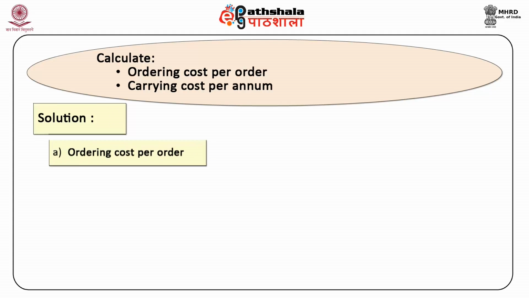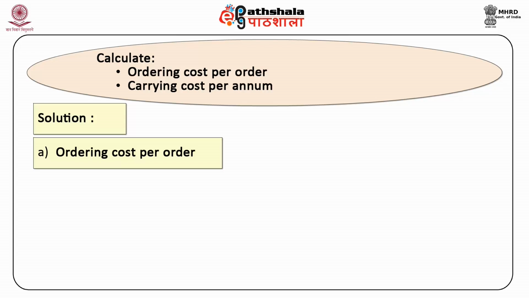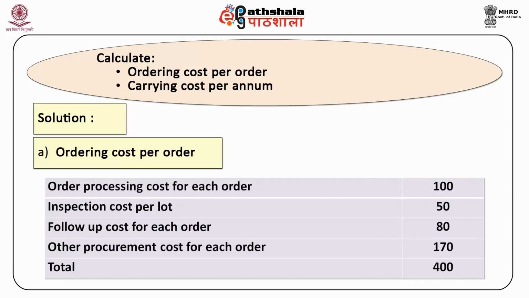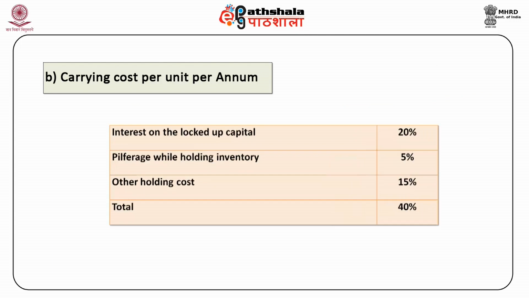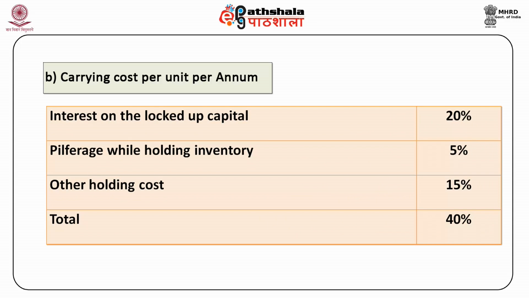Solution: A. Ordering cost per order. Following the calculations in which we add order processing cost for each order, inspection cost per lot, follow-up cost for each order, and other procurement for each order, we get total ordering cost per order equal to rupees 400. Carrying cost per unit per annum. Adding interest on the locked up capital, pilferage while holding inventory, and other holding cost, the total carrying cost per unit per annum turns out to be 40%.